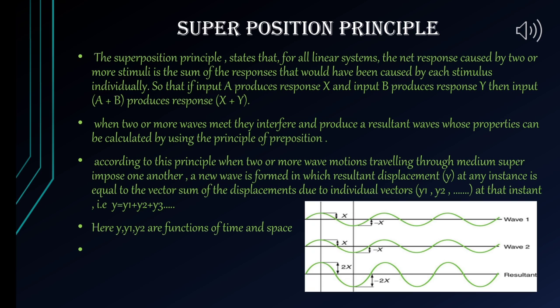So, if you consider this diagram, wave 1 represents y1, wave 2 represents y2, and the resultant is formed when wave 1 is superimposed with wave 2. So by the superposition principle we can say that y is equal to the vector sum of y1 plus y2.